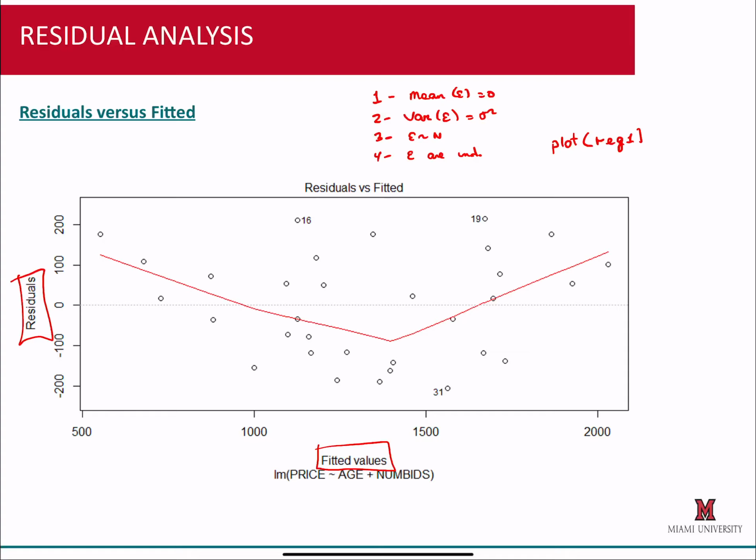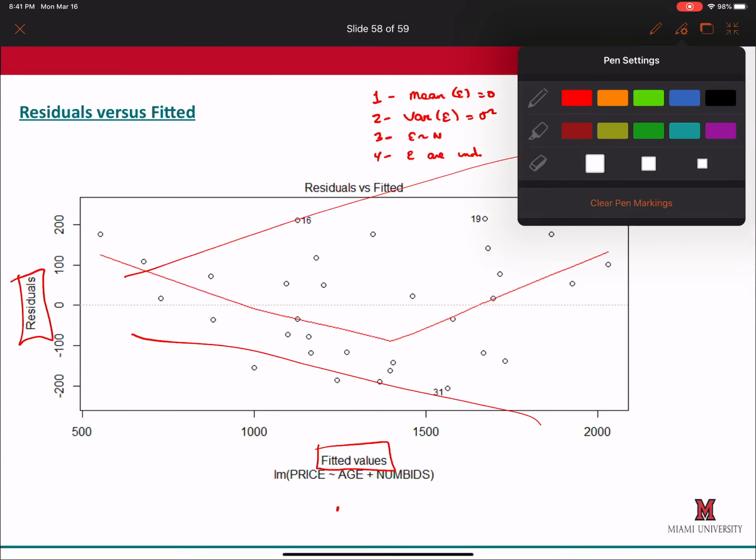So you would want to verify a few things. First of all, the residuals versus fitted is a good graph to check whether the constant variance assumption holds. If you see that there is like a funnel, increasing variance as the fitted values increase, then that is an indication that that assumption doesn't hold.